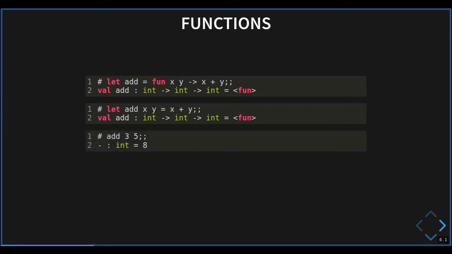And we can call this function via this name add, provided two arguments as parameters, for example 3 and 5, and we get the expected output 8. Notice that there are no parentheses around the arguments. We separate the arguments from the name of the function with just a space.